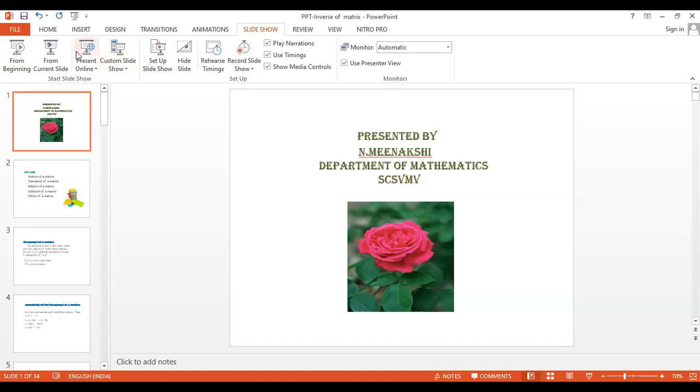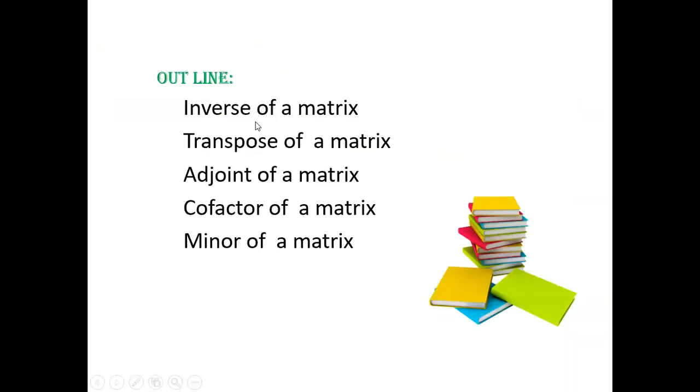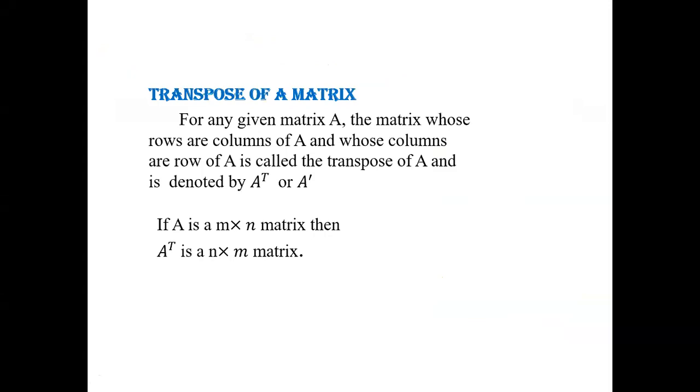Today, we are going to see the inverse of a matrix, transpose of a matrix, adjoint of a matrix, cofactor of a matrix, and minor of a matrix. These five are related to one another. One by one, first, we are going to see how to find the transpose of a matrix.